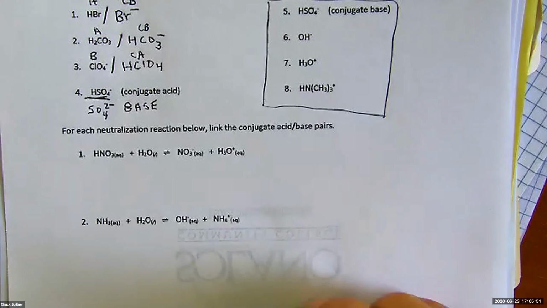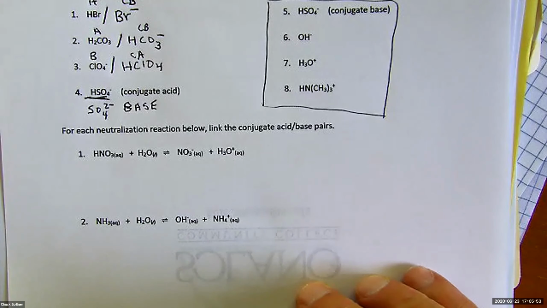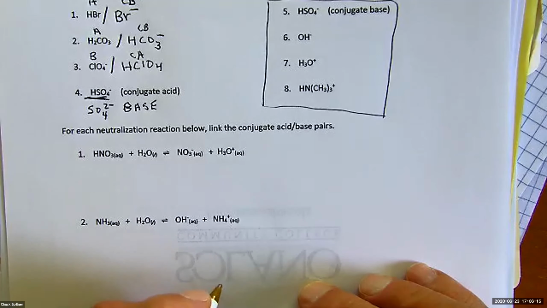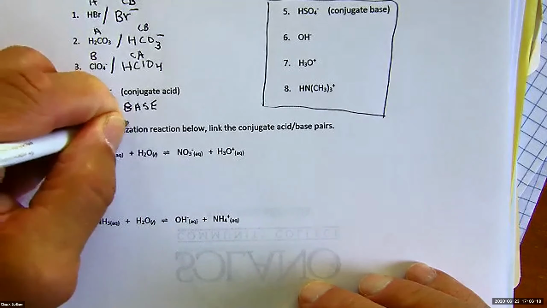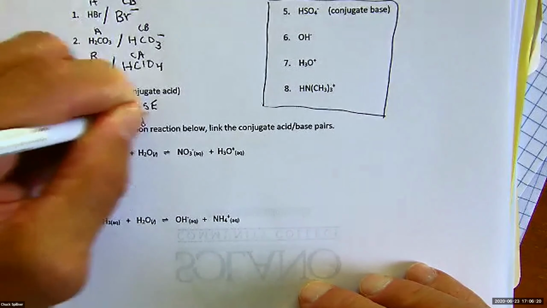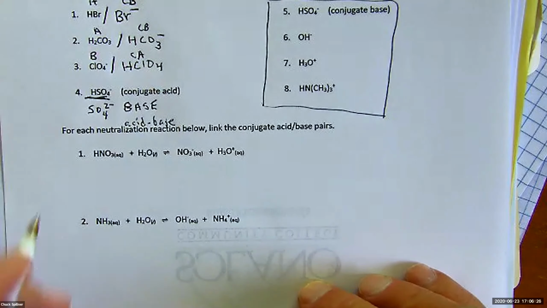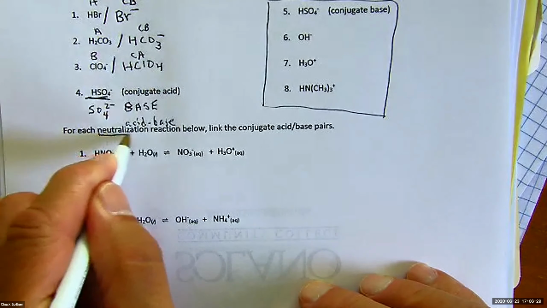Okay, lastly, for each neutralization reaction below, link the conjugate acid-base pairs. So what's a neutralization reaction? We didn't mention that, but the reaction between an acid and a base is a neutralization reaction. So all of these reactions, the few reactions I showed on the PowerPoint, were neutralization reactions. So it's between an acid and a base. It's an acid-base reaction. It's another name for neutralization.